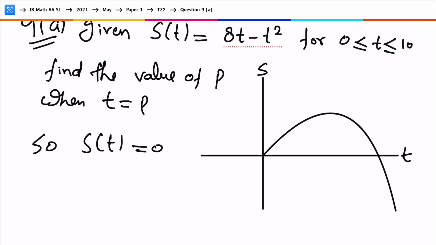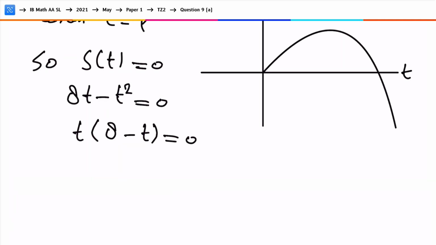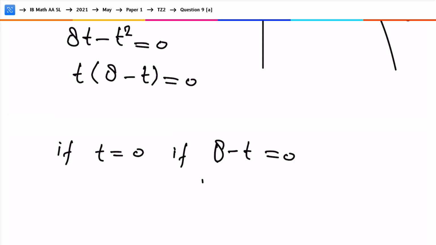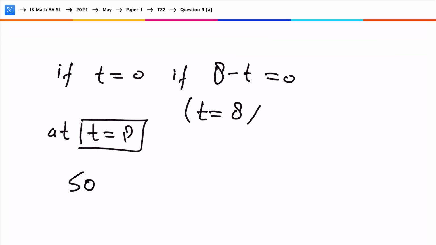So we start with the equation 8t minus t squared equals 0. We can factor this equation as t multiplied by 8 minus t equals 0. This implies that if t equals 0, then we have one solution. If 8 minus t equals 0, then t equals 8. Therefore, the possible values of p are 0 and 8. This is our final answer.